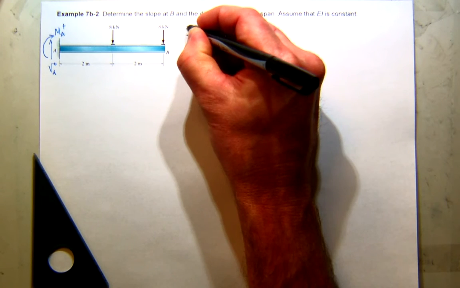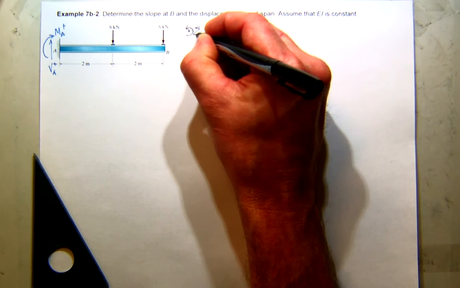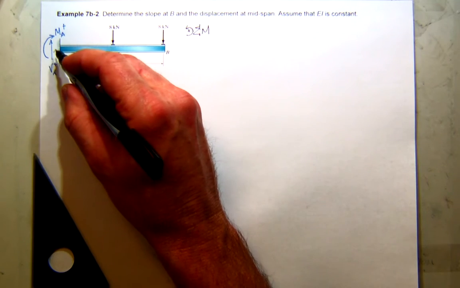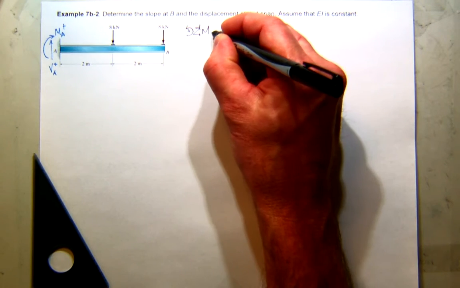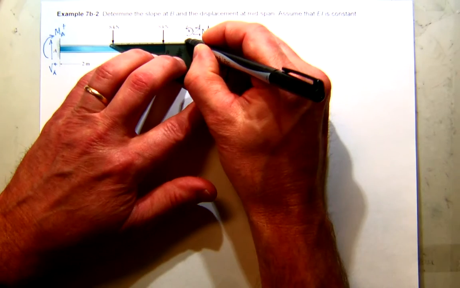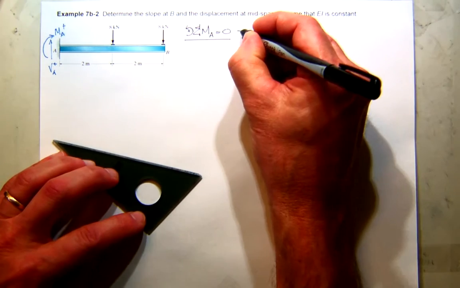So we're going to sum moments. A good place to start for moments would be where? Probably at A, right? You wouldn't have to worry about the shear at A, and you should be able to solve for the moment. So we're going to start with that as our opening equation.